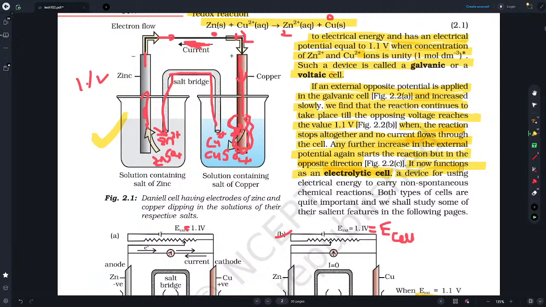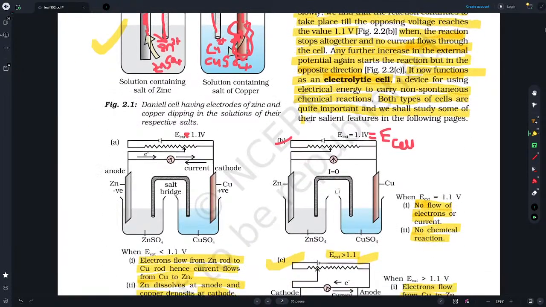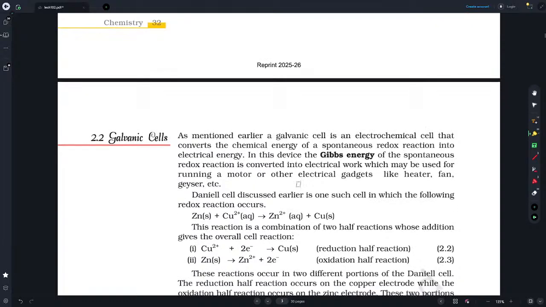A device for using electrical energy to carry out non-spontaneous chemical reactions is called an electrolytic cell. Both types of cells are quite important, and we shall study some salient features in the following pages.